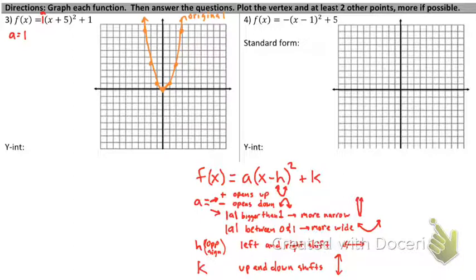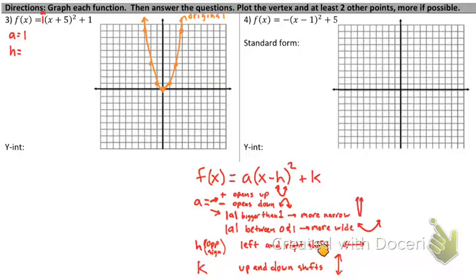So basically, if you think about it, the A value did nothing. When A is equal to 1, nothing really happens. Nothing really changes from our original graph. Now, let's go to the H value.